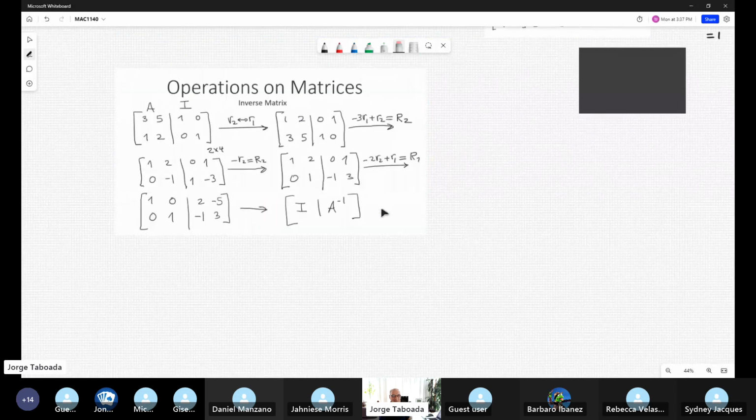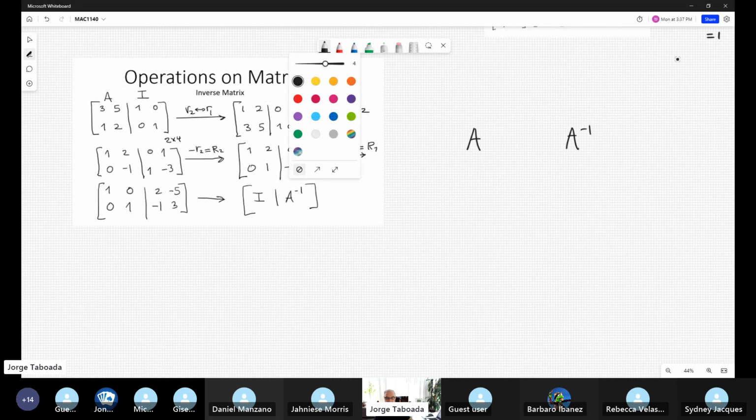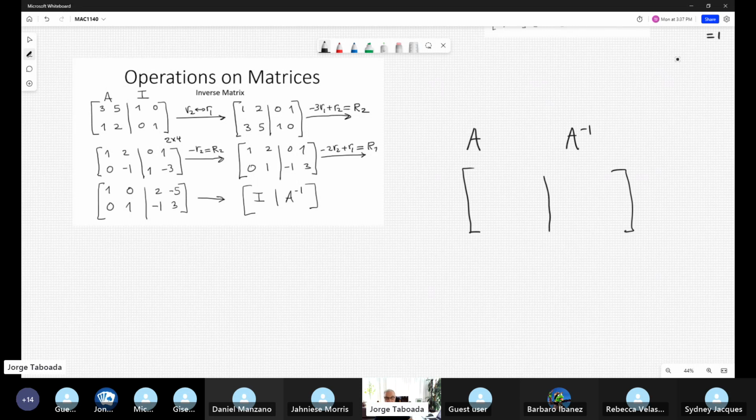What is the essential idea? The essential idea is, look, don't try to understand this. The idea is, you have a matrix. You need the inverse matrix. Therefore, you create one augmented matrix, a big one, formed by the original matrix. In our example, we are doing 3, 5, 1, 2. This is matrix A, that one. And in the right hand side of the augmented matrix, you put the identity matrix.